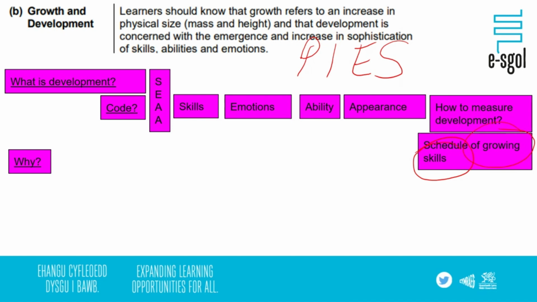The intellectual development then is based more on your understanding of perhaps colours. Can you identify objects?